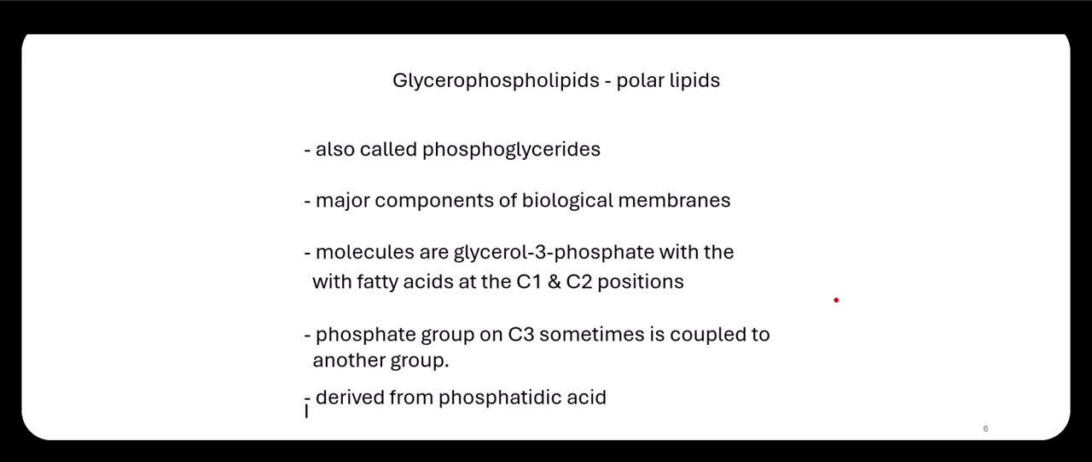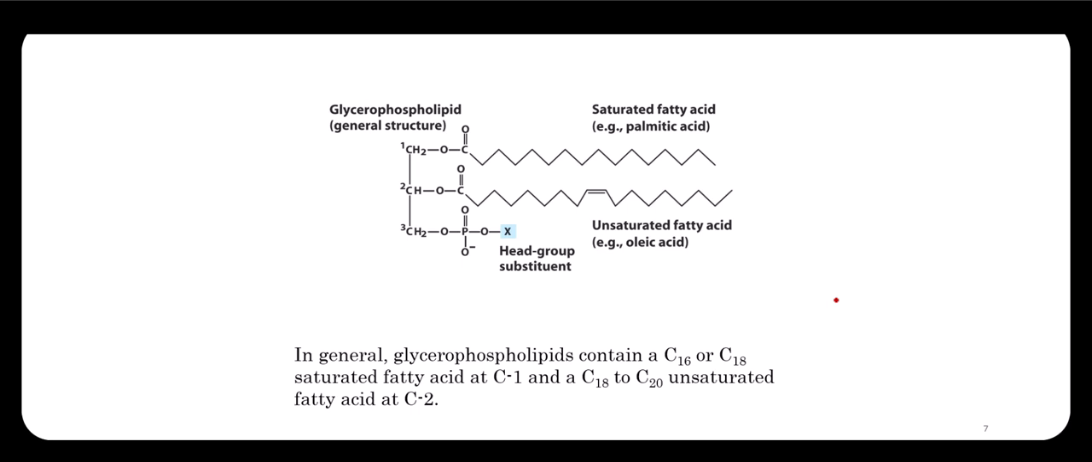Phosphoglycerides, another word for these, they're a major component in biological membranes. So we're going to see them a lot here and there. Like we said, glycerol 3-phosphate is the molecule we're starting with. We're putting fatty acids on the carbon 1 and the carbon 2. Typically on carbon 2, it's an unsaturated 18 to 20 carbon fatty acid. Then the phosphate on carbon 3 is coupled with another group. We call that the head group, and depending on what the head group is, determines what we're getting. Probably a better drawing than I drew.